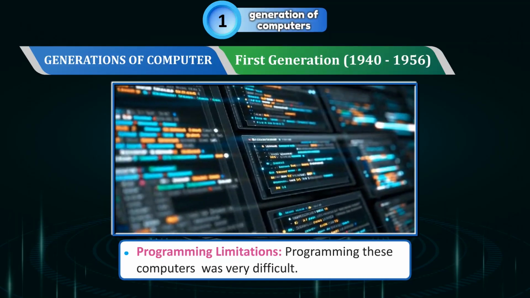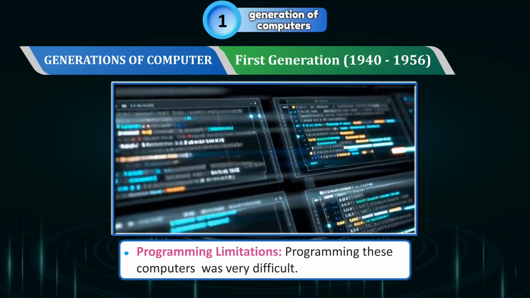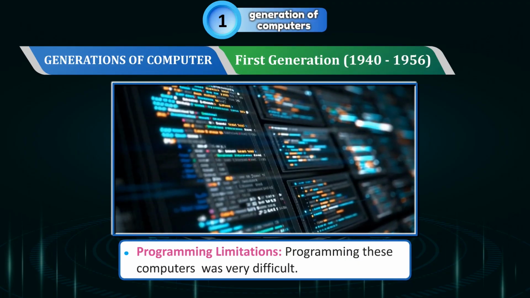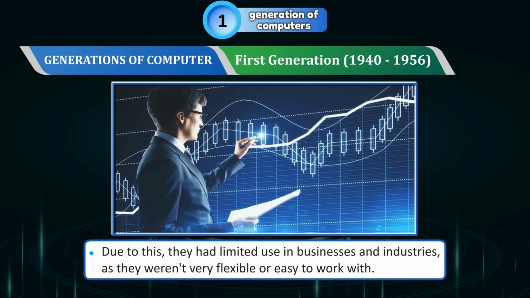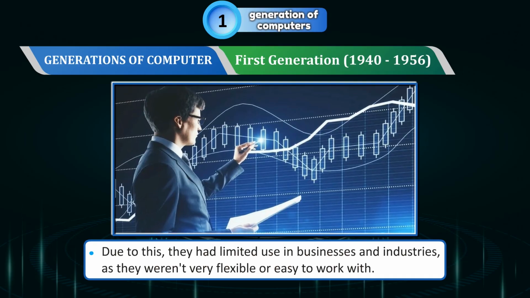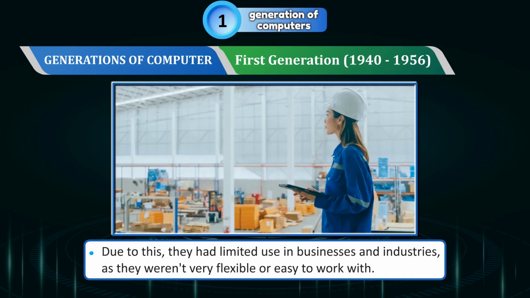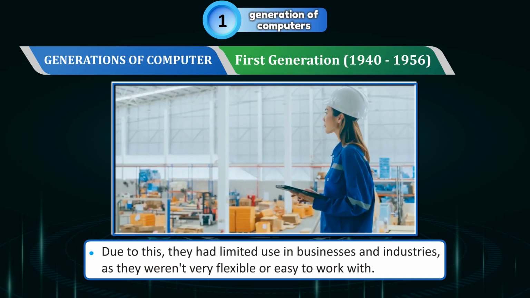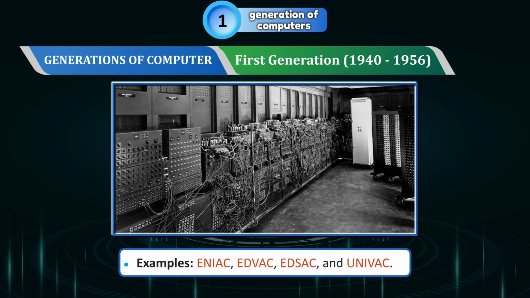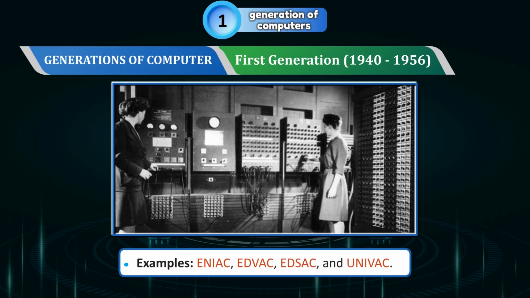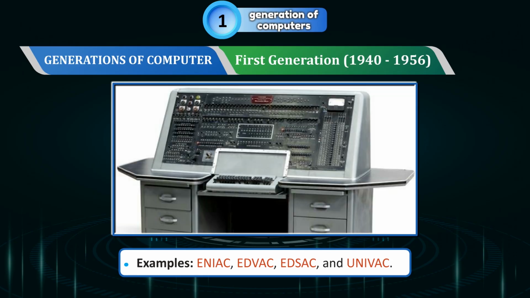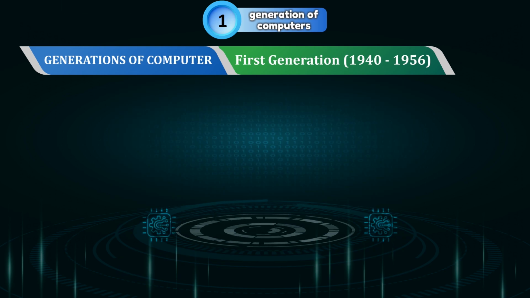Programming limitations. Programming these computers was very difficult. Due to this, they had limited use in businesses and industries, as they weren't very flexible or easy to work with. Examples: ENIAC, EDVAC, EDSAC, and UNIVAC.